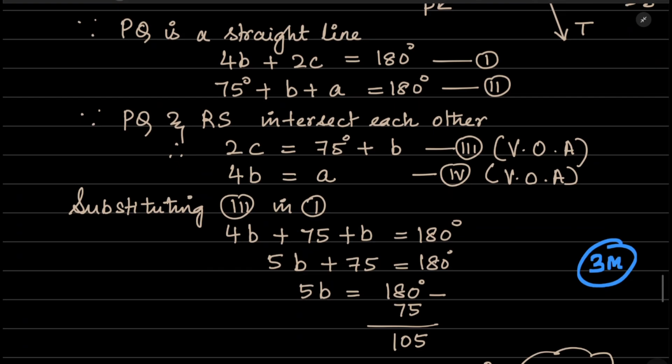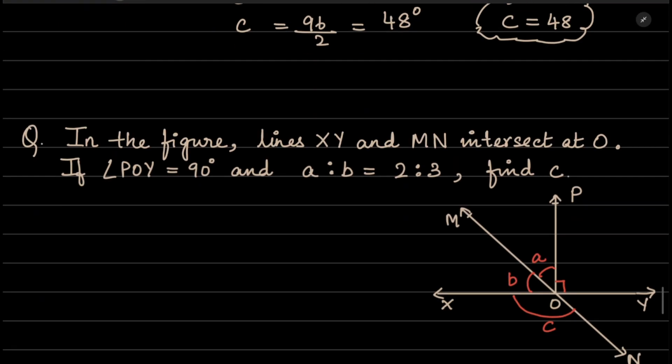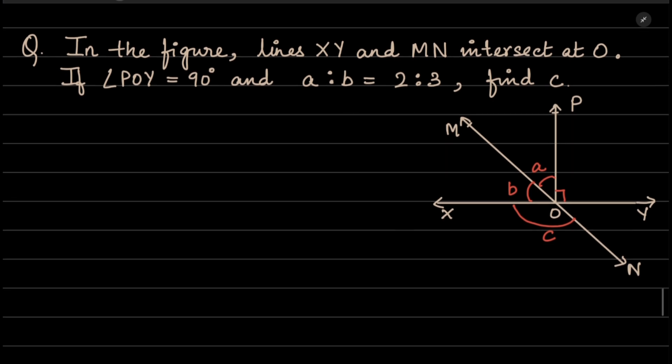Let's move on and do the next question. Let's see what the question says. In the figure, lines XY and MN intersect each other at O. If POY is 90 degrees and A is to B, the ratio is 2 is to 3, find C.